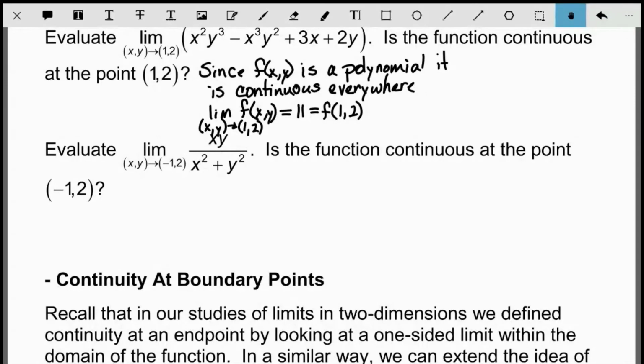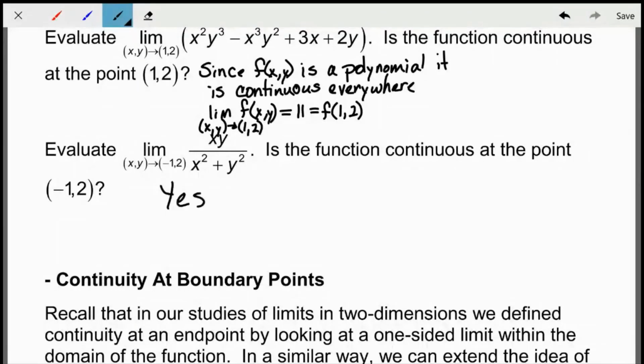If I broke xy over x squared plus y squared apart into pieces and took the limit of xy as I approach (-1, 2), and the limit of x squared plus y squared as I approach (-1, 2), I can see both of those are continuous. So I know this function is going to be continuous. So that's all I'm really doing. So is this function continuous?